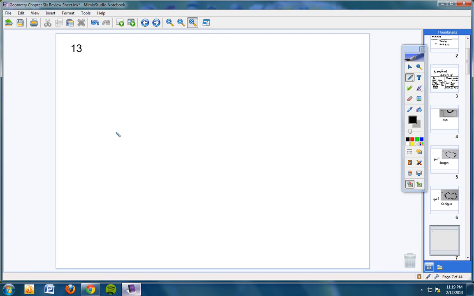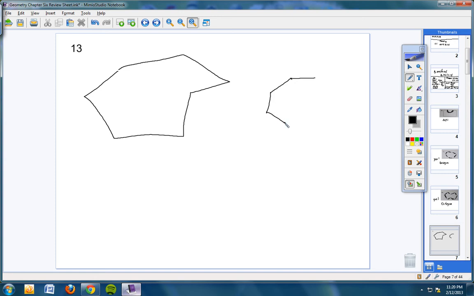They want us to draw 2 different heptagons. Now, I've got to go back in my notes. I think a heptagon is a 7-sided figure. That sounds right. Heptagon. So, let's see here. Here's one. Just go 1, 2, 3, 4, 5, 6, 7. There we go. And then another one can just be, let's see, if it's 7, we would want probably 1, 2, 3, 4, 5, 6, 7. There we go. 2 totally different figures, and they're both heptagons.